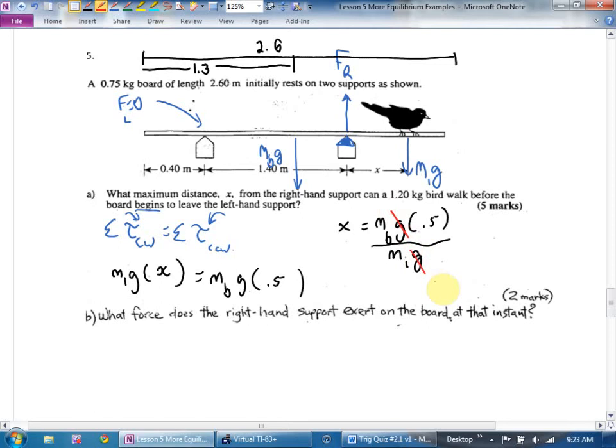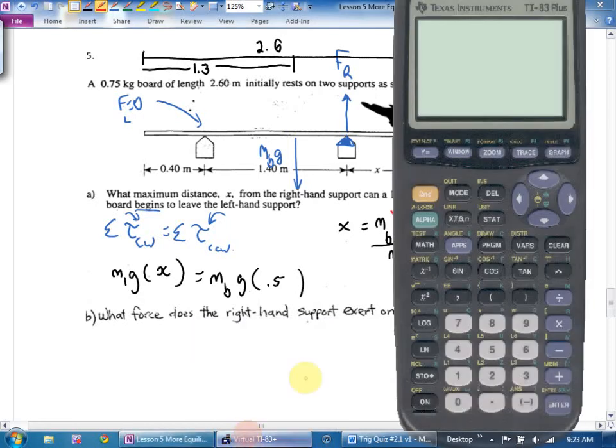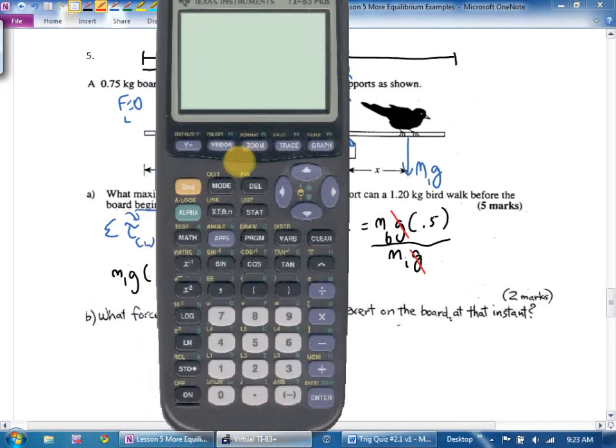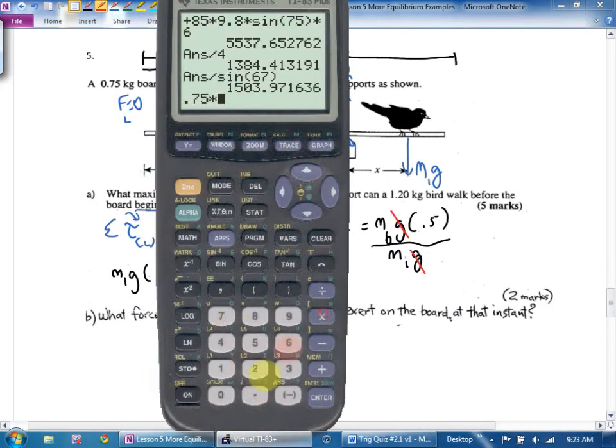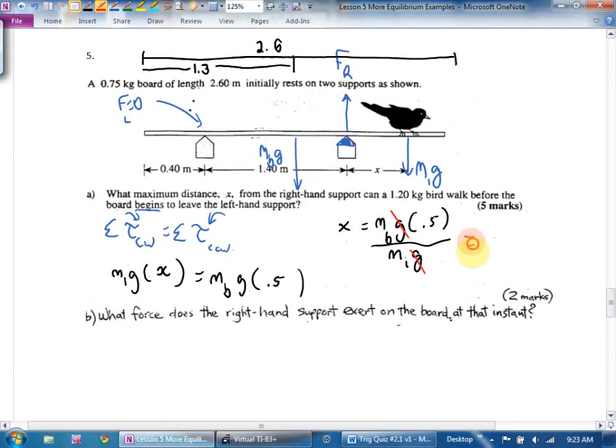What do you get? Hopefully I get a positive answer. 0.75 times 0.5 divided by 1.2. 0.3125? So 0.312 or 0.31? 0.31 meters. Does that make sense? That's reasonable? Certainly the answer can't be bigger than 2.6 because that's the length of the beam. So yeah, it seems good.